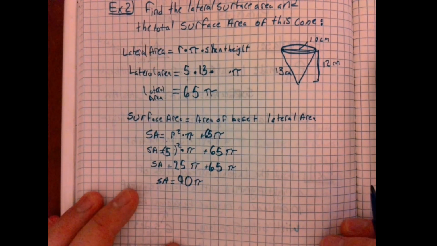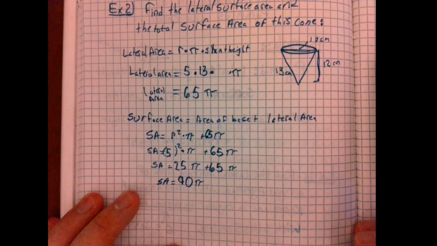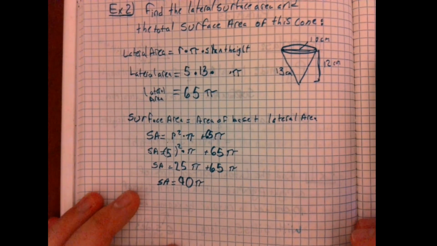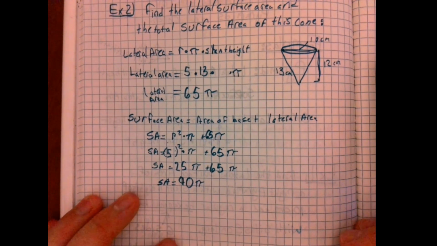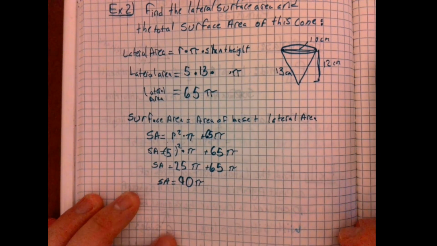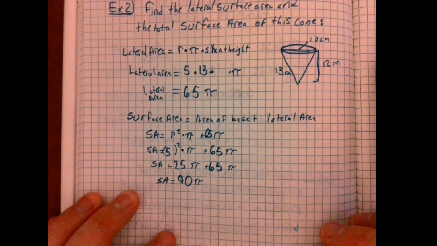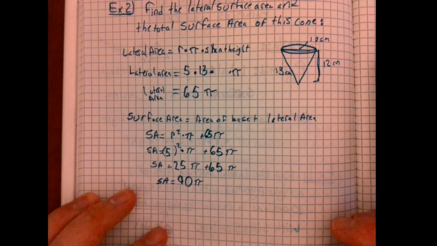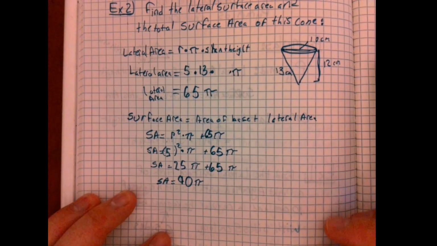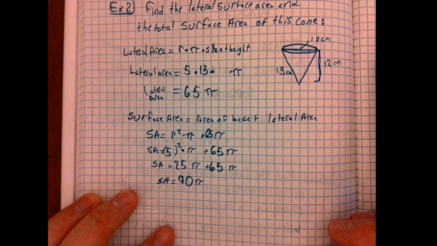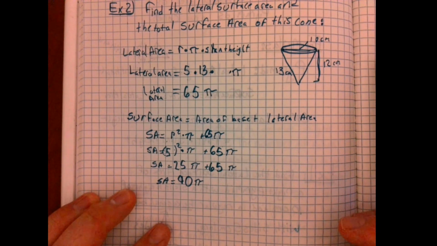Now today's lesson was a little bit quick, not a lot of examples, and the steps are pretty straightforward. Make sure that you commit these formulas to memory, write them down in your notebooks, make flashcards of them. Practice the formulas for the surface area and lateral area of cones and pyramids. This is going to come up a lot in our coming lessons and homework, so please pay attention.